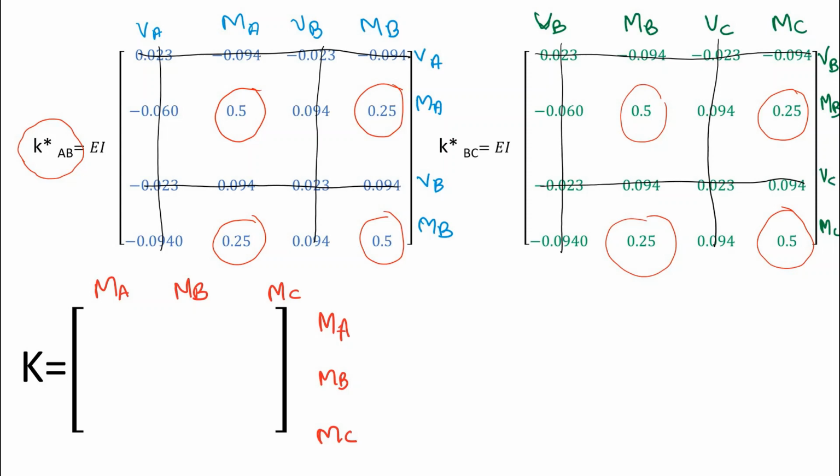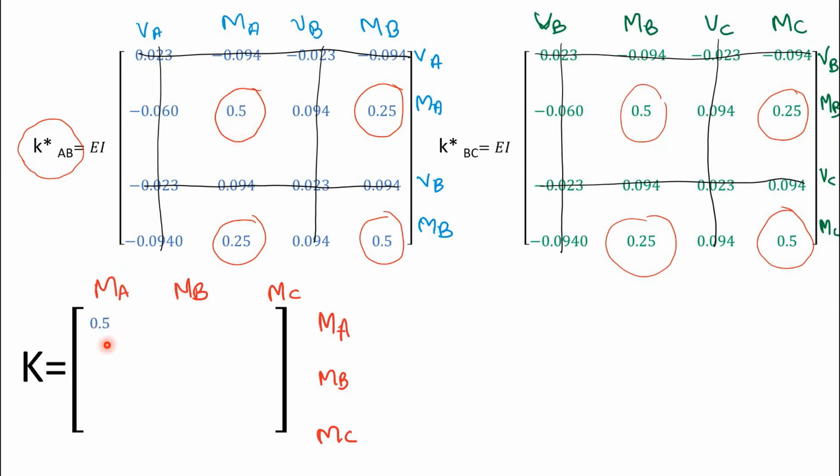So the first value is corresponding to MA and MA. So look at the figure. Look at the element stiffness matrix K star AB. We have MA and MA, that is, the value is 0.5. But in K star BC, there is no MA. So we don't have to consider K star BC for this coefficient. So here the coefficient is 0.5.